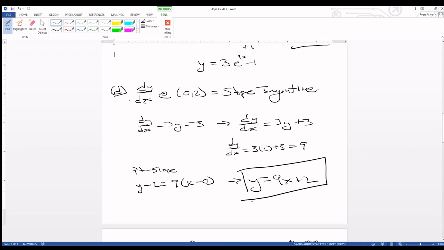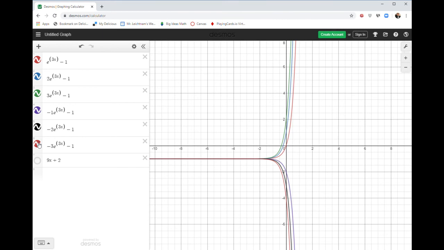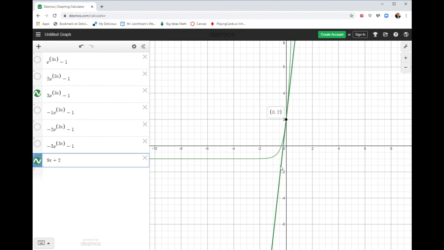Just as a check, I already have this input on Desmos. Let's double check that for the curve when c is 3, this is actually tangent. I'm pretty sure it's going to be. I'm going to turn off all of these graphs except for the one where c is 3. And I have our proposed tangent line already programmed in. With any luck, it will in fact be tangent at the point (0, 2). And what do you know? They intersect at (0, 2) and it is pretty clearly tangent.